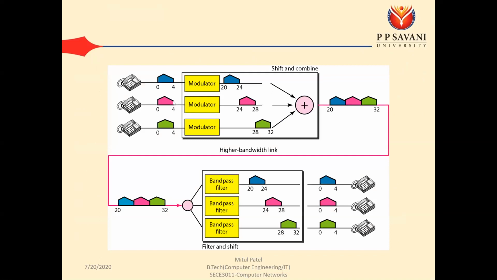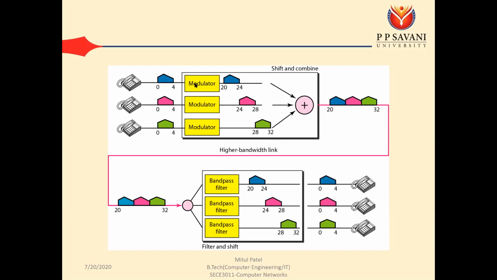Here we can see the concept that 3 telephone users are there. They need to send, at the same time, to their 3 friends they want to talk with. The frequency range is the same for all 3: the first is 4 kilohertz, the second also 4 kilohertz, the third also 4 kilohertz. In the multiplexer we have the modulator that can modulate the frequency, like this 0 to 4. We have the carrier frequencies from 20 to 32.